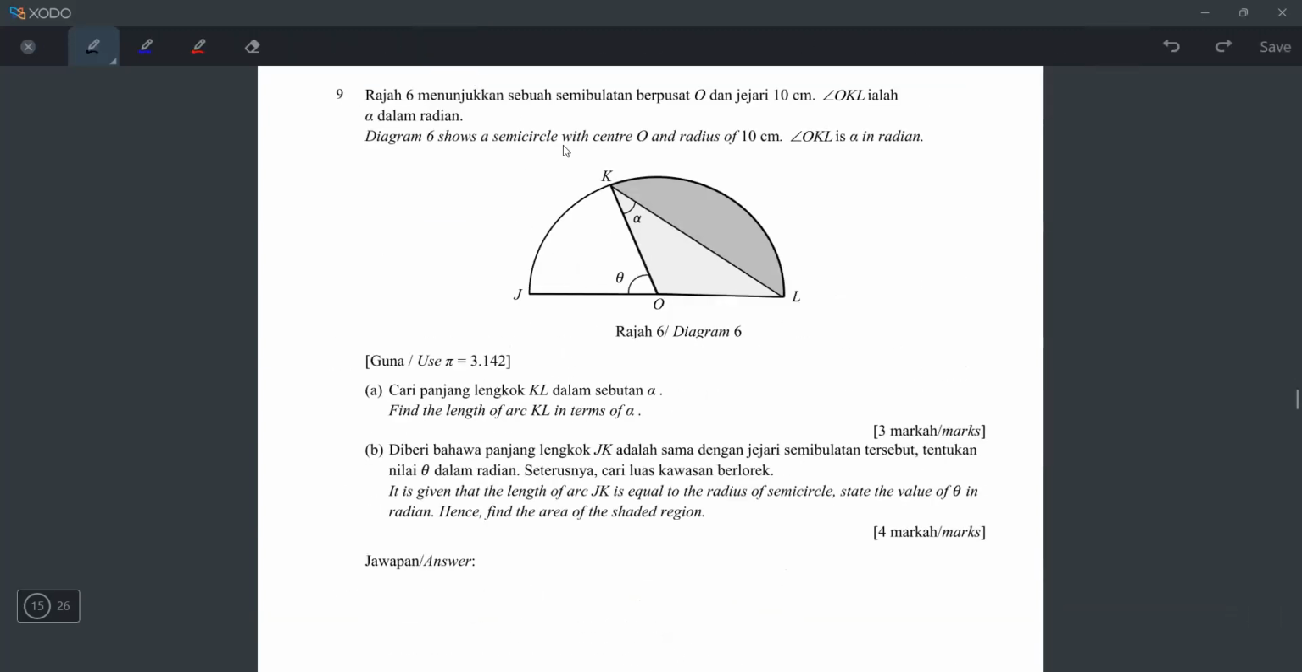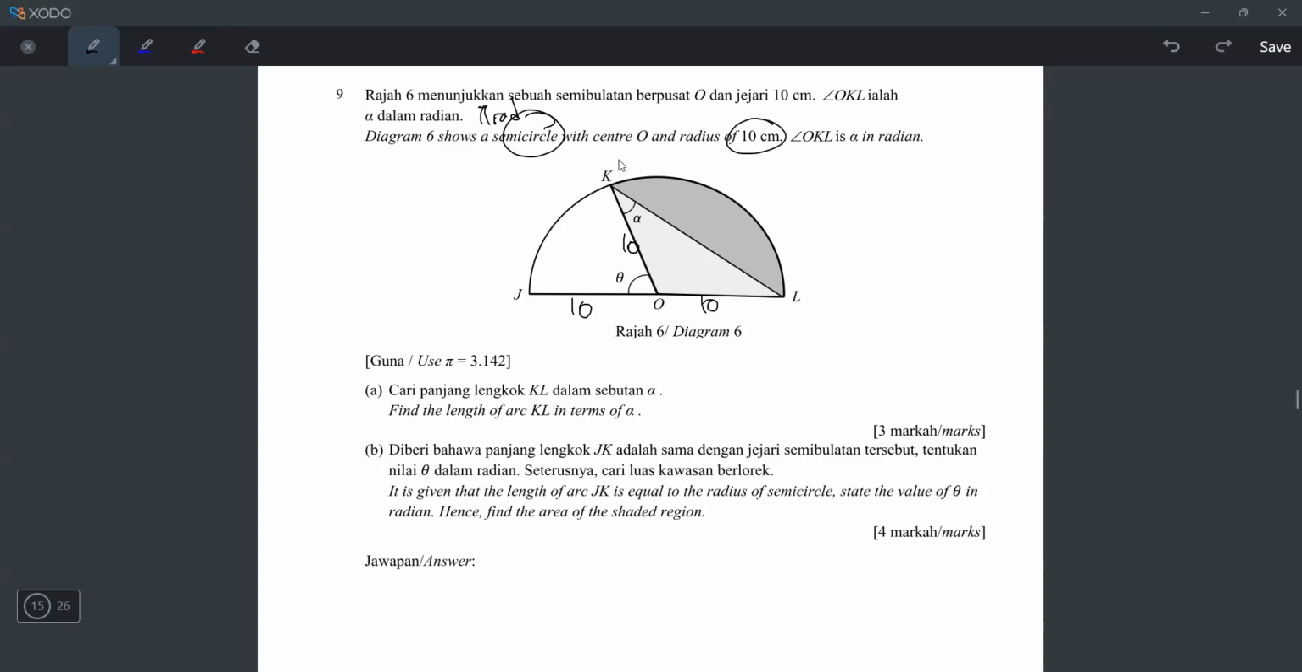Number 9, diagram 6 shows a semicircle. Semicircle means half a circle. So we know that this is 180 degree, but in Addmaths, they usually like to ask in radian. So 180 degree in radian is pi radian. So with center O and radius 10 cm. So radius OK, OJ is 10, OK is 10, OL is also 10 because these are all radius. And then they say OKL is alpha in radian.